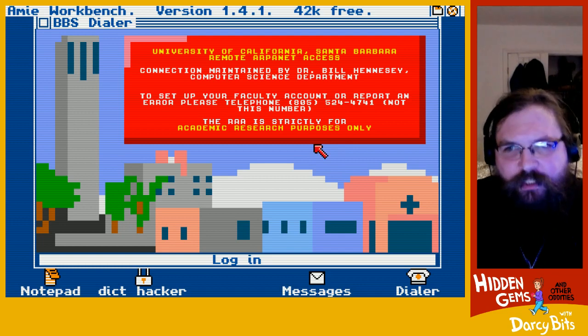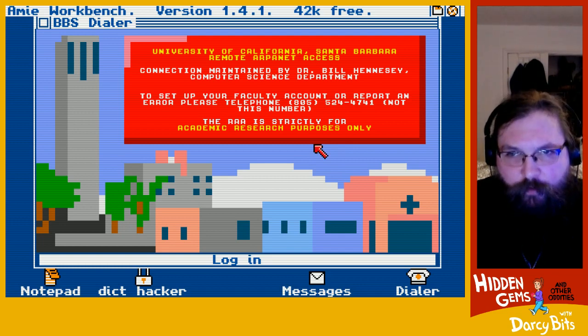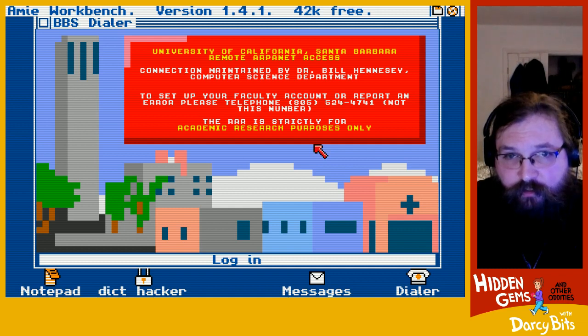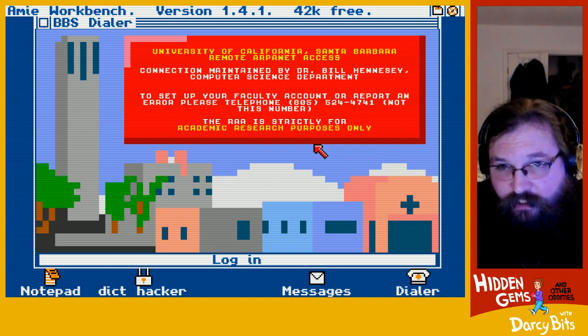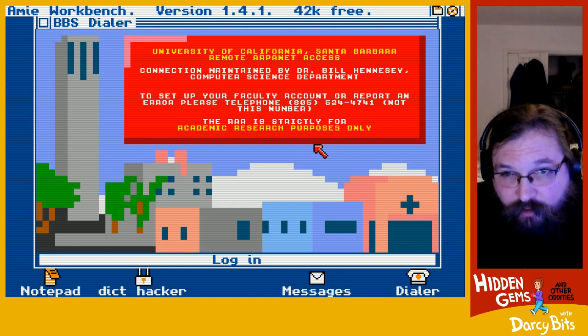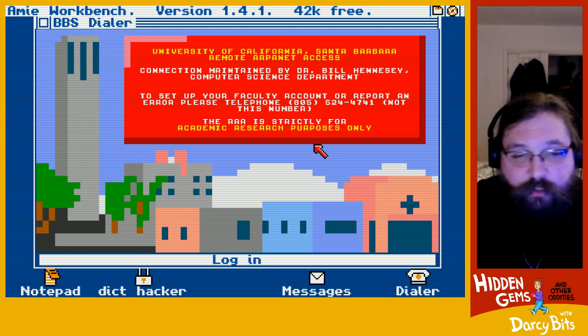University of California, Santa Barbara. Remote ARPANET access. Connection maintained by Dr. Bill Hennessy, Computer Science Department. To set up your faculty account on report an error, please telephone 806-624-4741, not this number. The AAA is strictly for academic research purposes only.